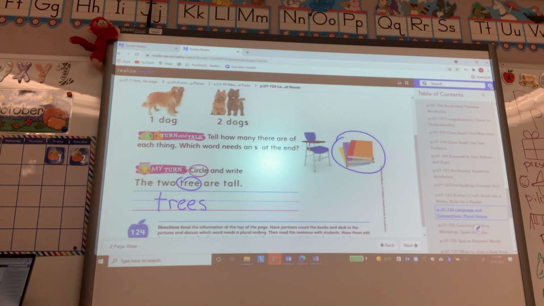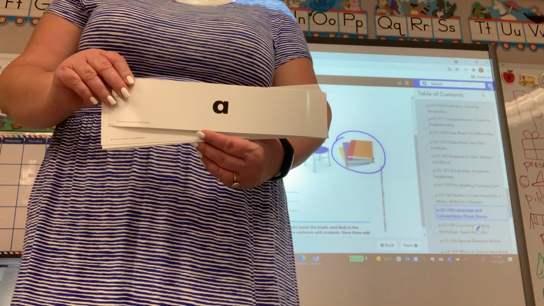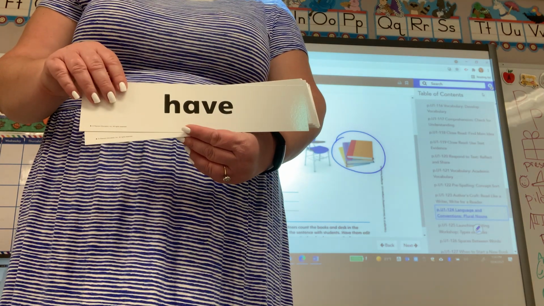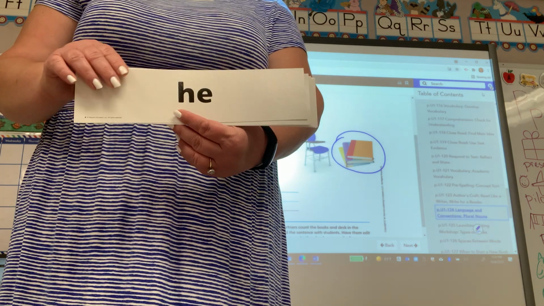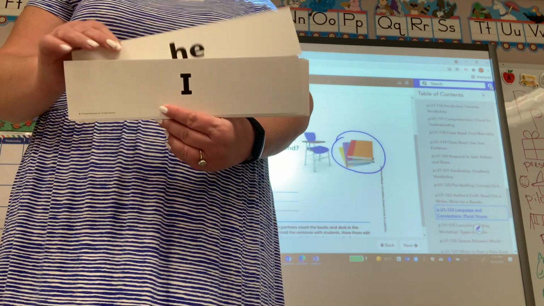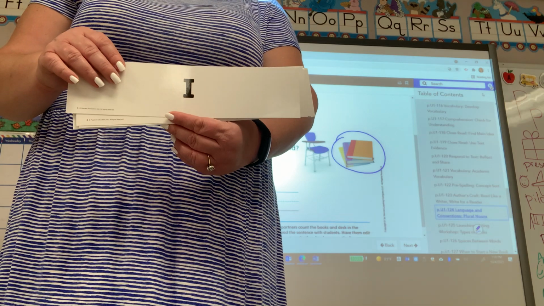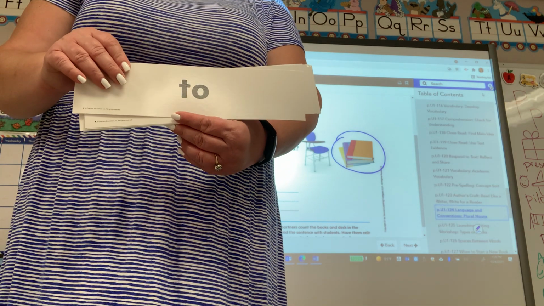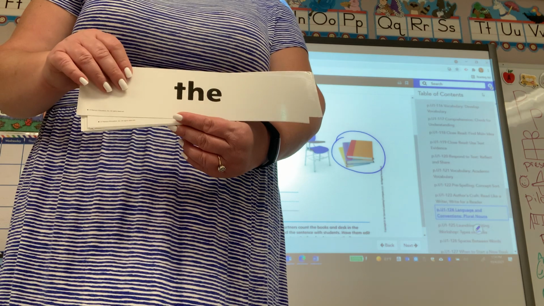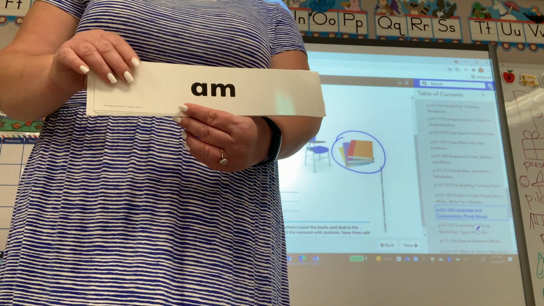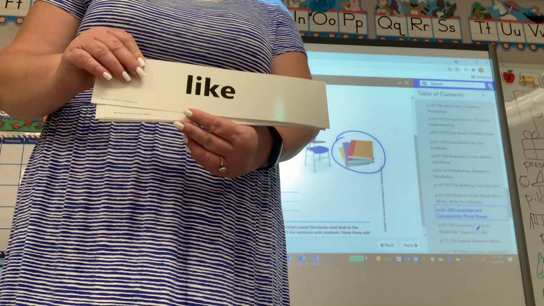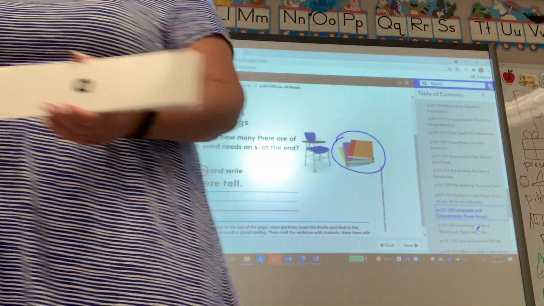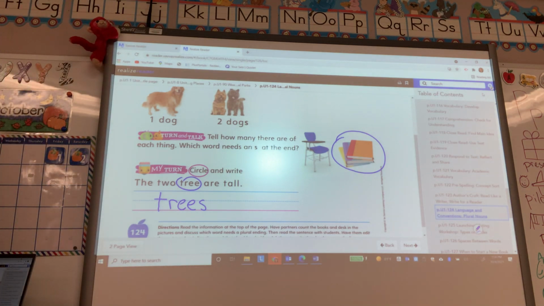Now let's go over our sight words. A, have, is, he, I, to, the, am, like, and a. You've done that one. All right. Good job. I will see you soon.